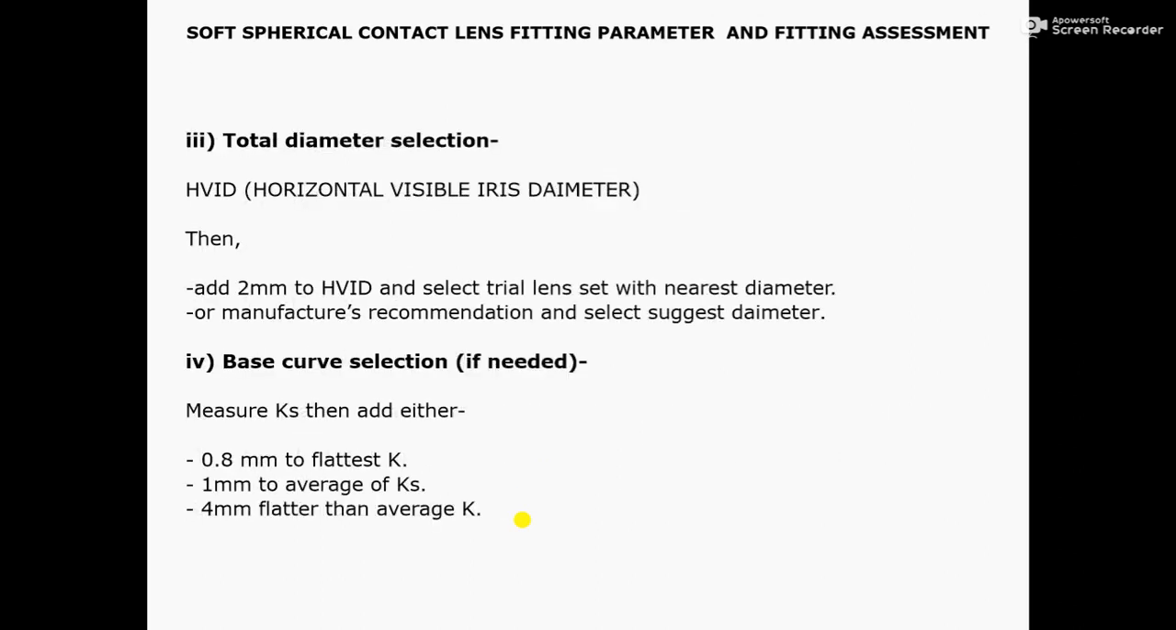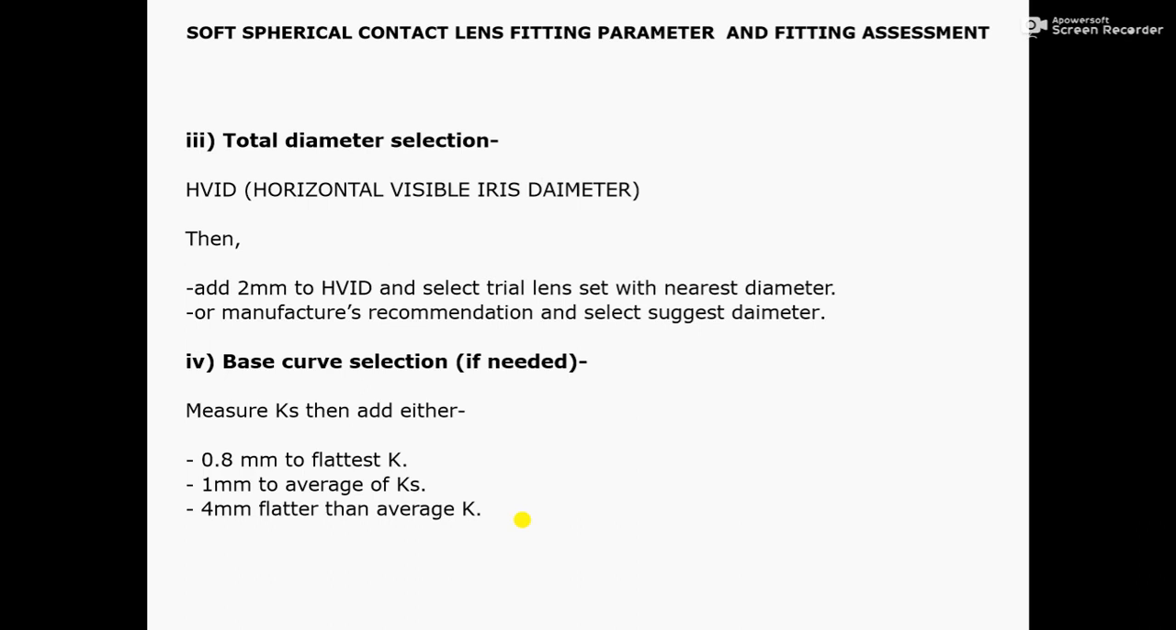Next, total diameter selection. HVID, horizontal visible iris diameter. The normal HVID is 11.6 mm to 12 mm. When we give a trial contact lens to wear, we will add an extra 2 mm, that is 12 mm plus 2 mm, 14 mm. Or some manufacturers mention the diameter of the contact lens on the contact lens box.